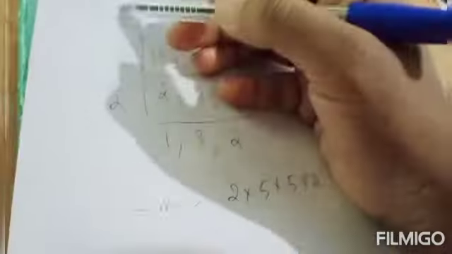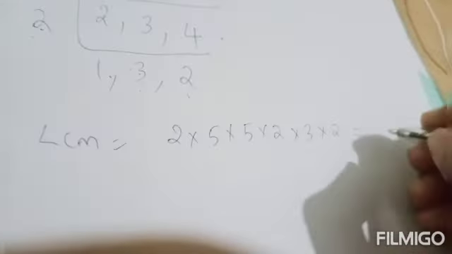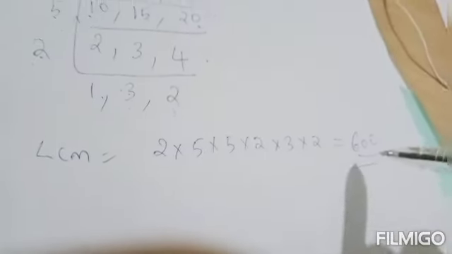Now LCM will be the product of these prime factors and the numbers in the last line. So 2 into 5 into 5 into 2, into 3 into 2. These are the numbers in the last line. No need to take the 1. So on finding the product, you will get 600. Okay. In the prime factor method also, you got the LCM 600.